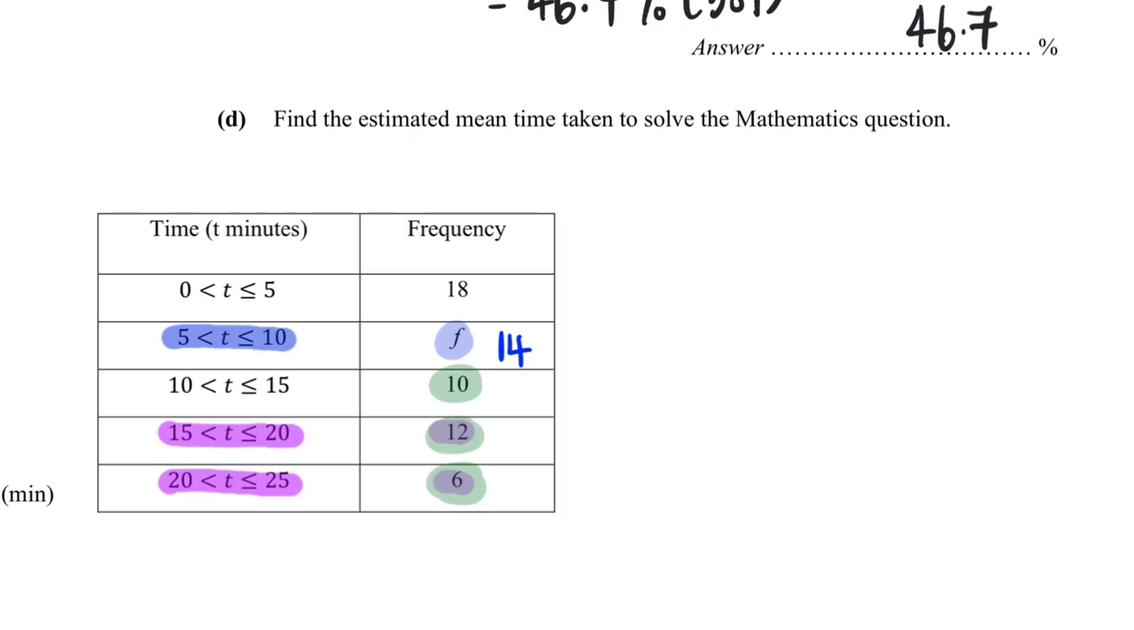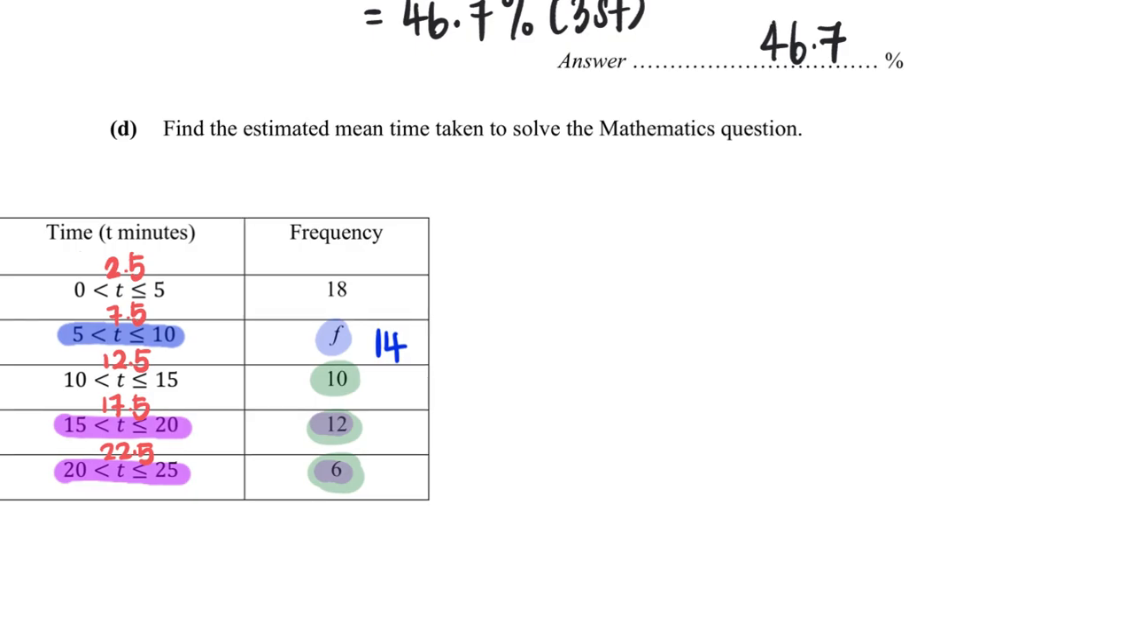From 0 to 5, what is the middle number? 2.5. Between 5 and 10? 7.5. And this is 12.5. That is the middle value. 17.5 and 22.5. Okay, so are we ready? So take note of what Mr. Tan is going to do.